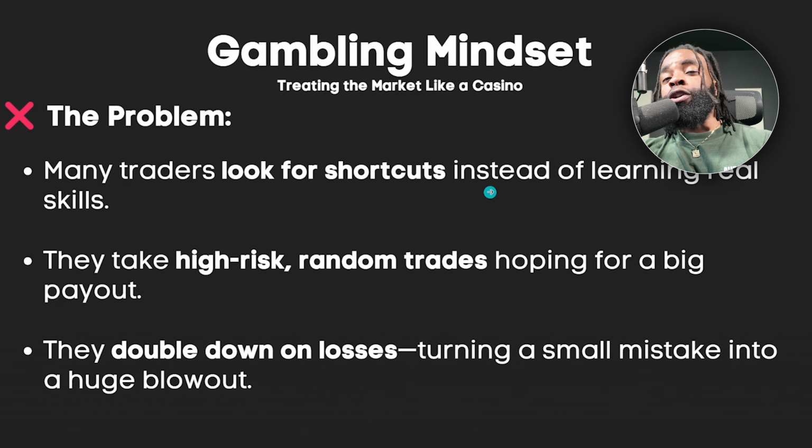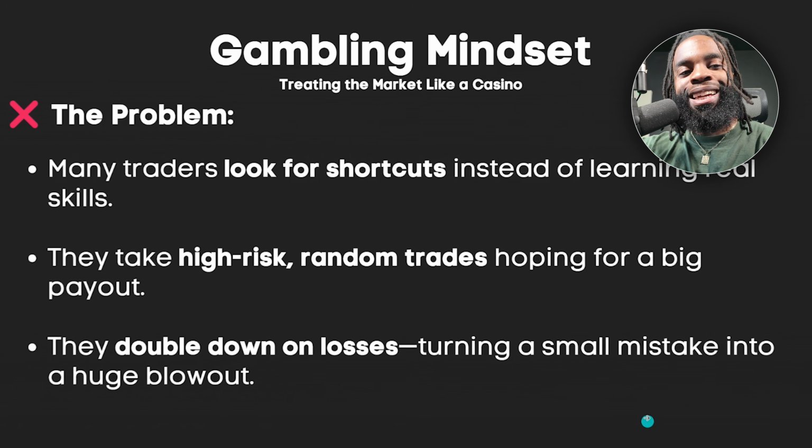Many traders look for shortcuts instead of learning the real skills. They take high risk, random trades, hoping for a big payout. They double down on losses, turning a small mistake into a huge blowout. See, profitable traders manage risk and use real edge strategies that they backtest. Gamblers trade with emotion and luck, and that is not what we're going to do.